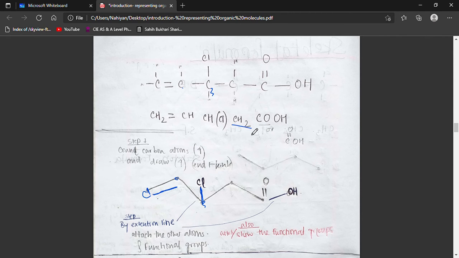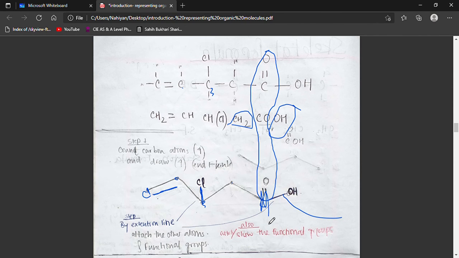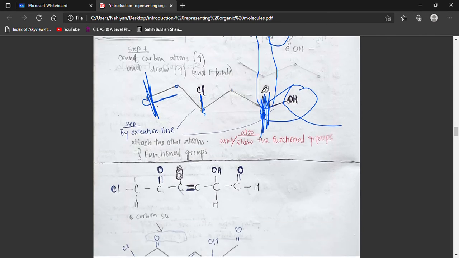Moving on, we have CH2 with no atom attached, and at the end we have another carbon. Here is the carbon and it ends. This OH is shown by an extended line, and the double bonded carbon is also shown separately. So we know there is no carbon here, and the chain ends here and starts from here and ends here. These lines are just extensions. So moving on.